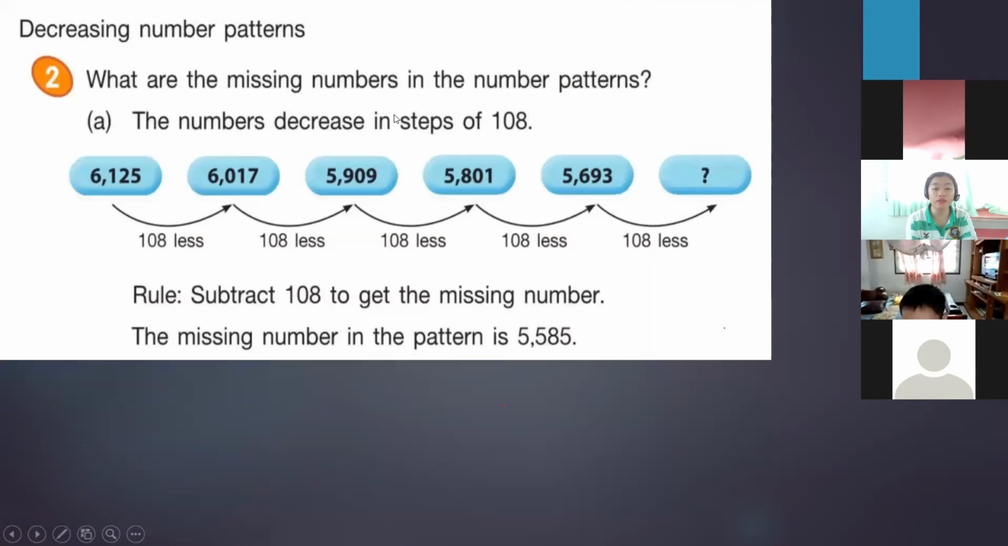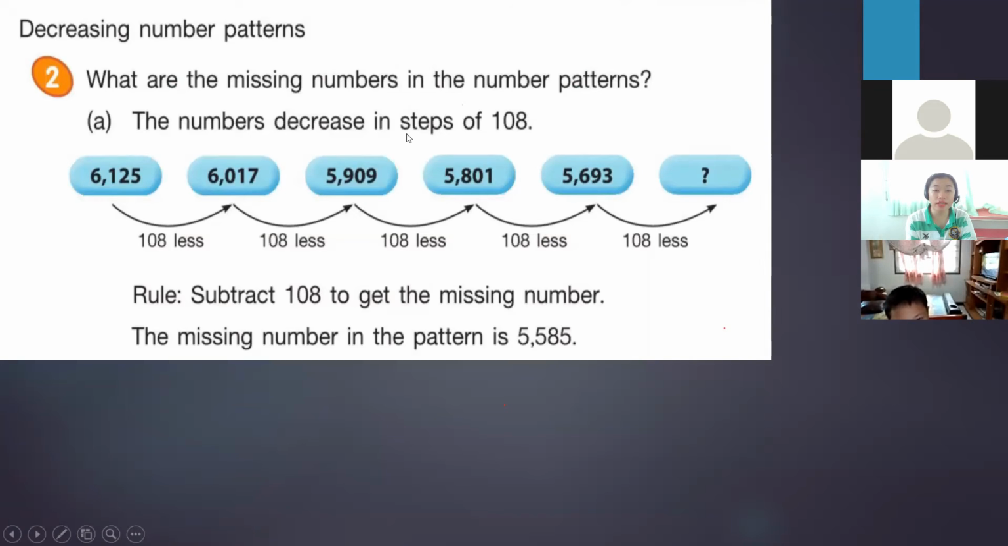Okay, so next, let's proceed to decreasing number patterns. When it says decreasing, we're going to subtract or minus. So we have here in number 2, what are the missing numbers in the number patterns? In letter A, the numbers decrease in steps of 108. So the rule is we're going to subtract 108 from the numbers.